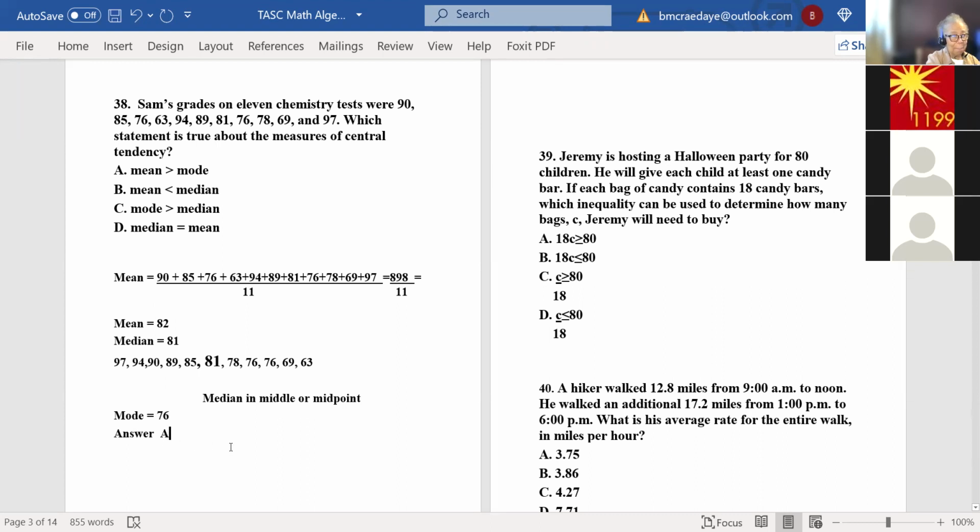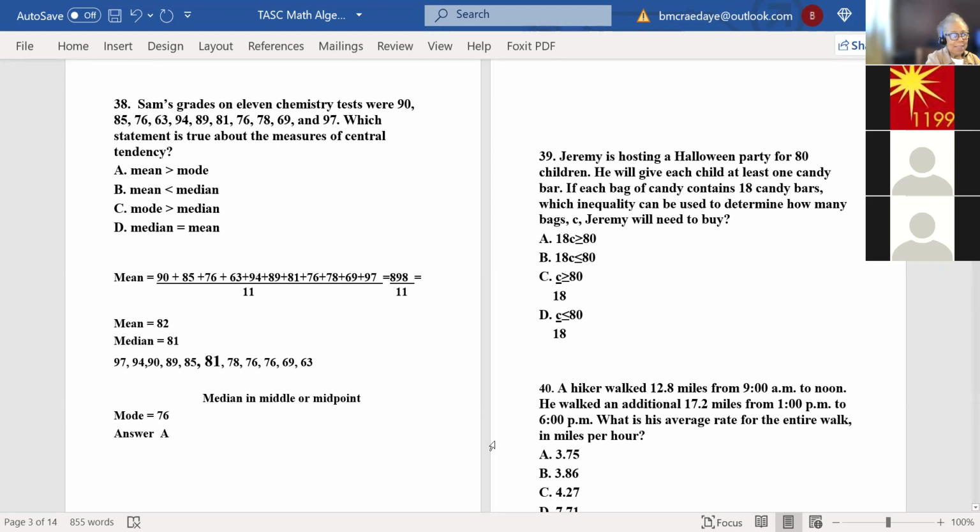Got it? The mean 82, that's what Maureen said. Mean 82 greater than the mode 76. Answer A. Got it, Vanessa? Yes, Miss Barbara. You're just comparing. You found all the values and you're comparing them. The biggest one of these is mean. Mean is greater than the mode and it's also greater than the median. Okay, I understand. Got it? Yes, Miss Barbara.